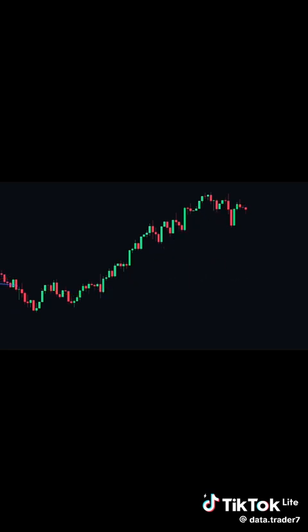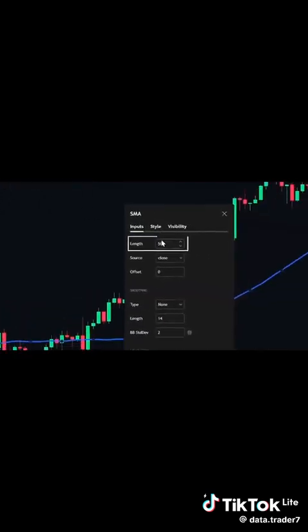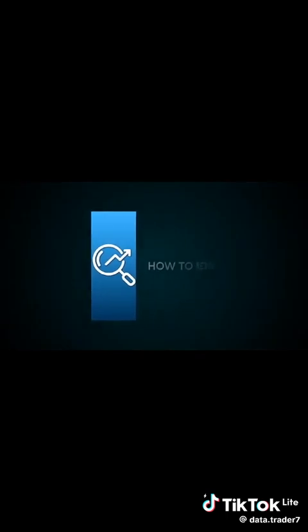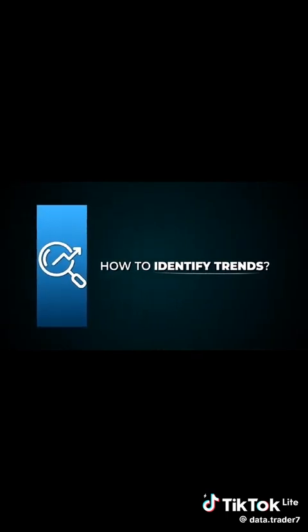Now, something in the middle, like the 50-period, could be used to identify medium-term trend. To adjust these, simply head over to the indicator setting and select the period based on which trend you're looking to analyze. So, how do we actually use the moving average to identify trends?